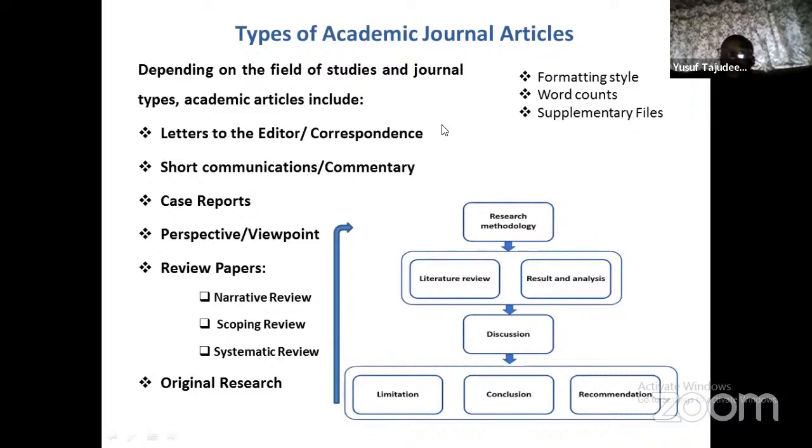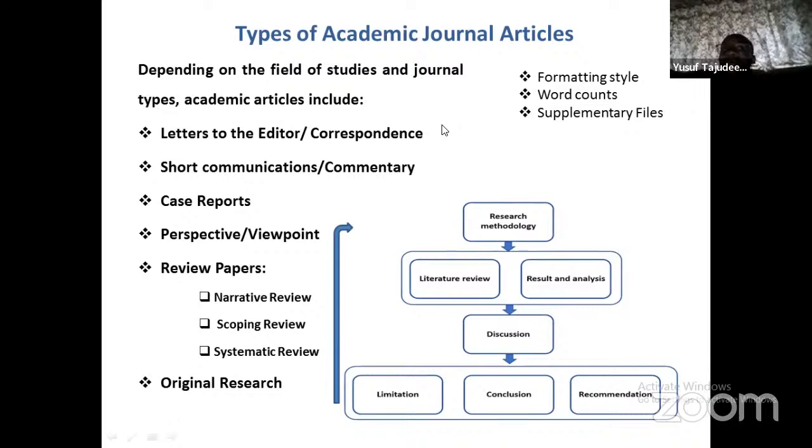So in your original research, you do your literature review, you do your results and analysis, the kind of tools you use in analyzing your results. You can't just tell us that you want to analyze results without mentioning the kind of tools you are using. Let us know the statistical tools you use in analyzing that. Then you do your discussion by comparing your findings with other studies.